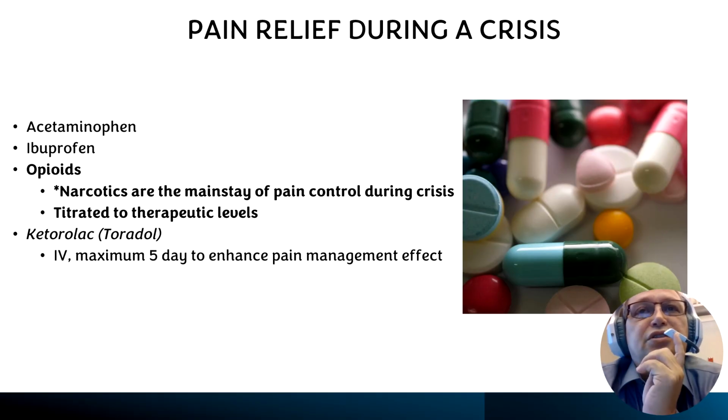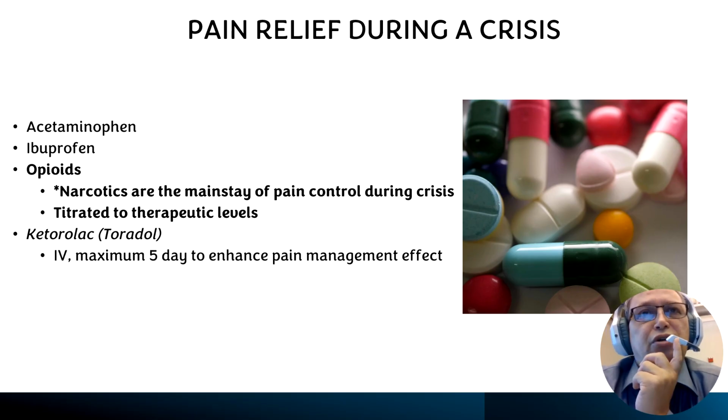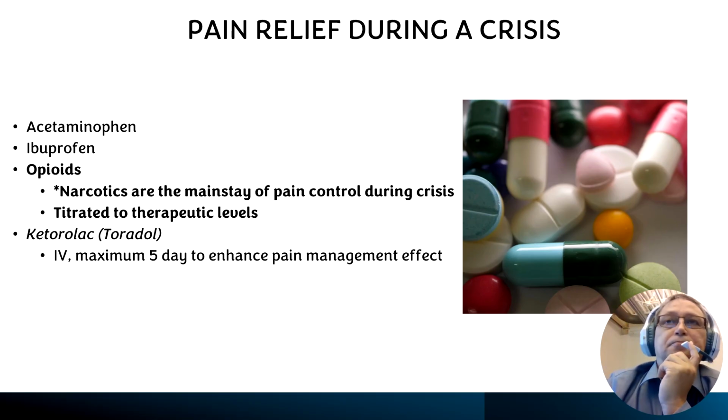Pain relief during the crisis. We're going to start with acetaminophen and ibuprofen. How long do we stay there with those? Depends on what's going on. If we're in true crisis, we're generally going to be working directly into the opioids. Toradol IV is a good go-to. Sometimes we have to go to even higher levels than that.